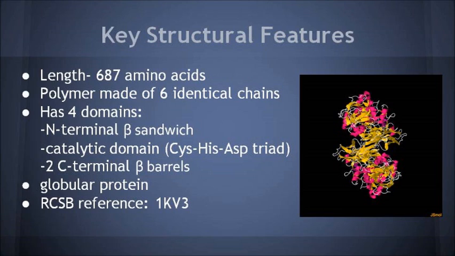These are some of the key structural features of tissue transglutaminase. It has a length of 687 amino acids. The polymer is made of 6 identical chains. The 4 domains of the enzyme are an N-terminal beta sandwich, a catalytic domain with a cysteine, histidine, and aspartate triad, and 2 C-terminal beta barrels. It has a globular protein shape, and the RCSB reference is 1KV3.